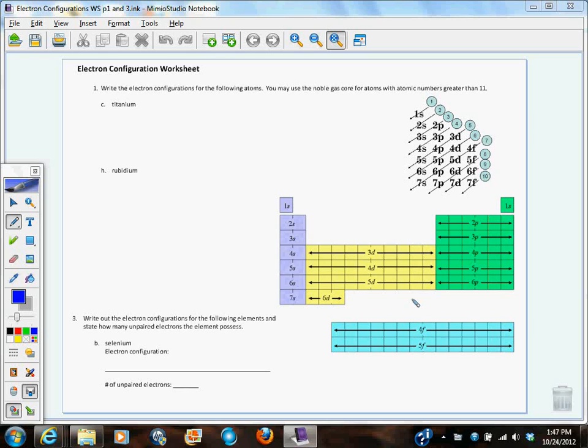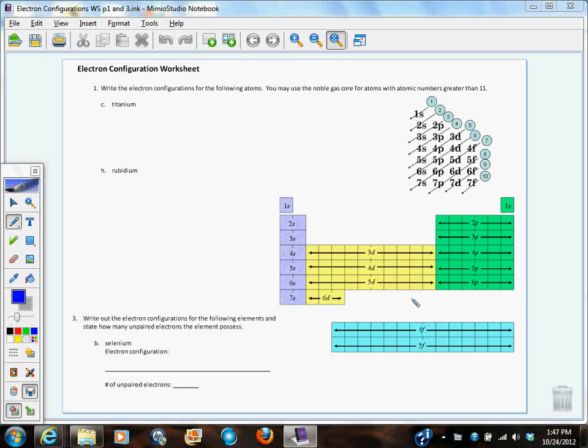Couple problems off the electron configuration worksheet. In this worksheet, problem number 1 says, write the electron configurations for the following atoms. You can use the noble gas core if the atoms have atomic numbers greater than 11. So the first one is titanium.